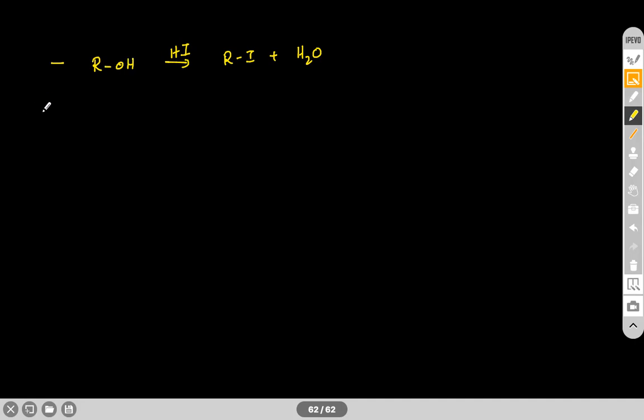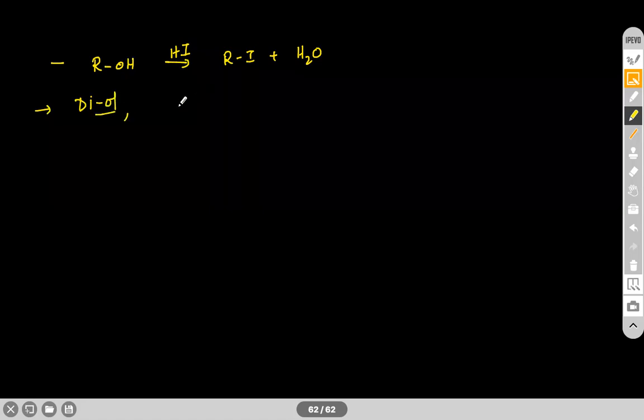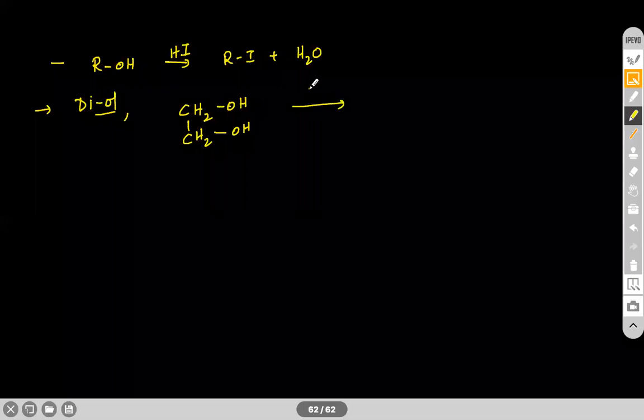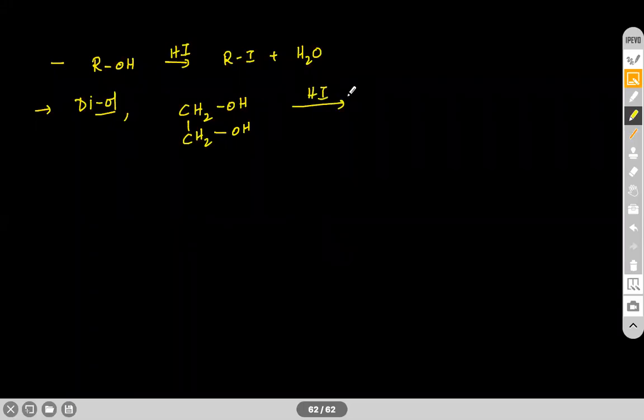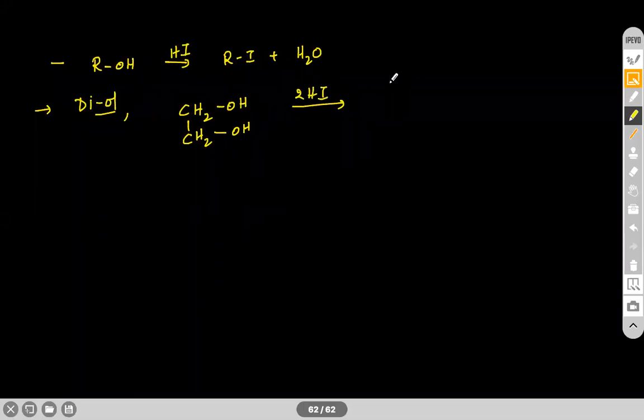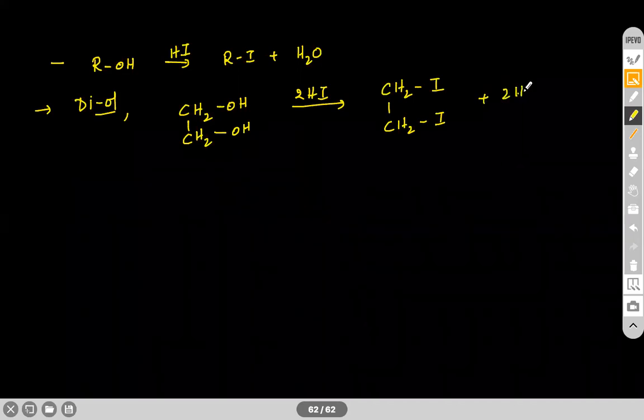So this is a mono alcohol, right? For diols also, we can have this kind of reaction. Diols means CH2OH, CH2OH. Could you tell me how many equivalents of HI are required for this? 2, because we have 2 OH, so 2 equivalents are required. So it converts into CH2I, CH2I, and 2 moles of H2O go out.